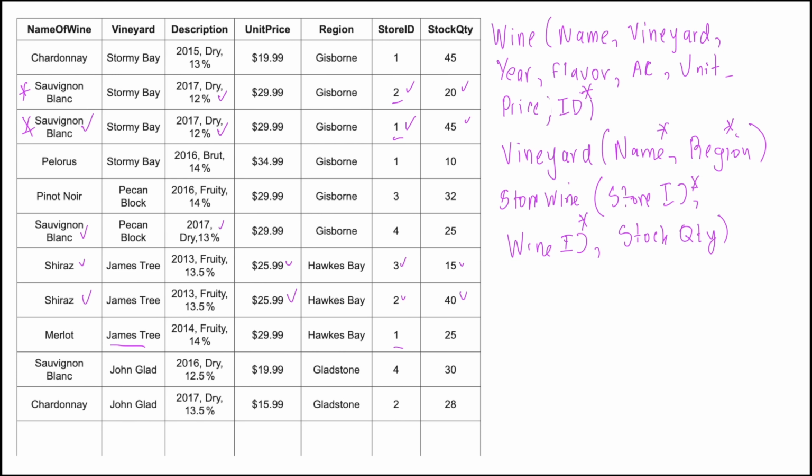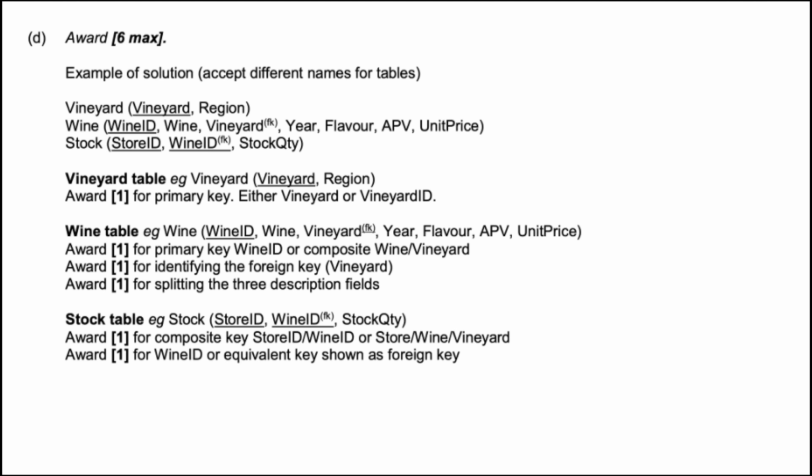Let's look at the mark scheme and see how we did. So yeah, I think we did pretty good. Wine ID, wine, vineyard. Okay, yeah, that's actually perfect. Awesome.